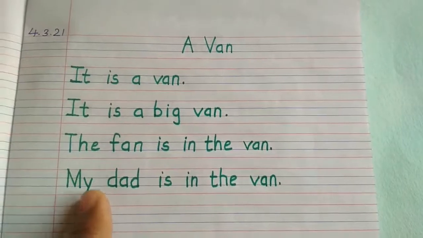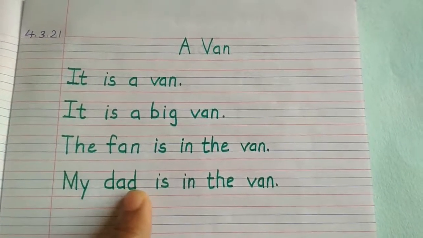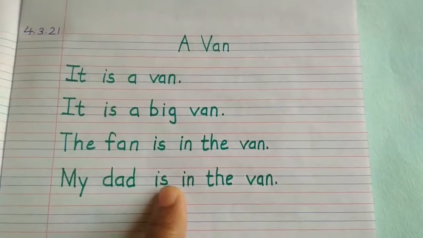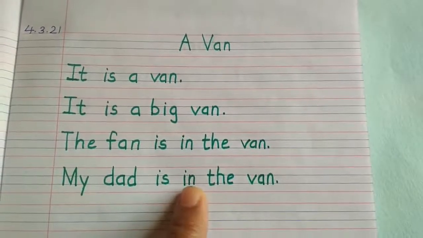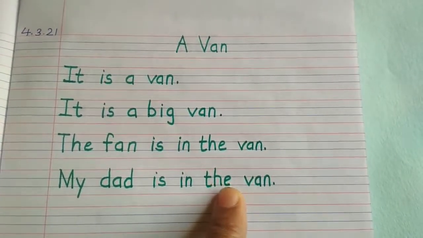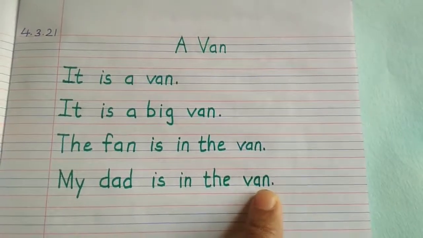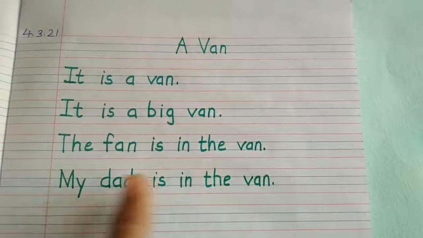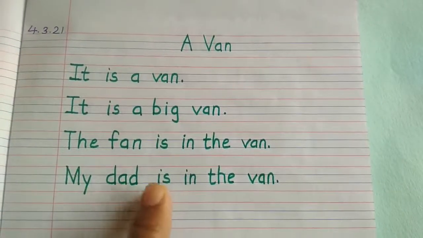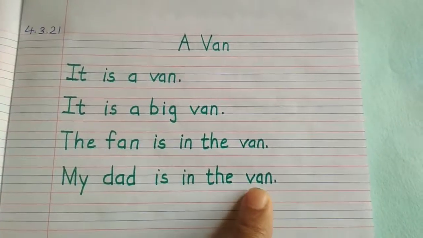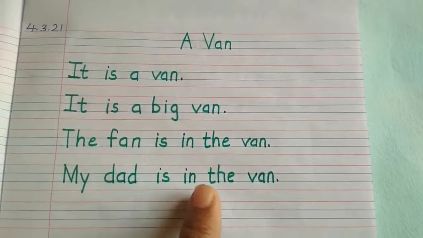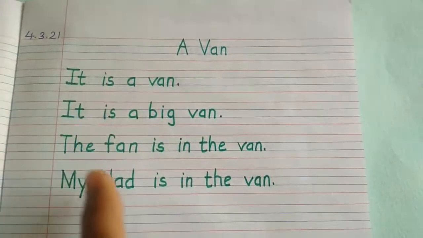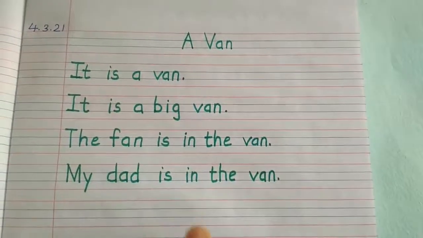My, my. Dad, dad. Is. In. The. Van, van. Then full stop. My dad is in the van. मेरे पापा वैन के अंदर है. ओके बच्चों? So in this way you have to read whole paragraph.